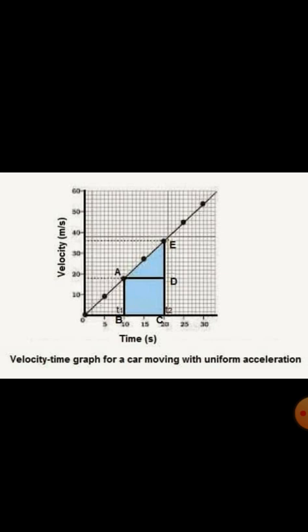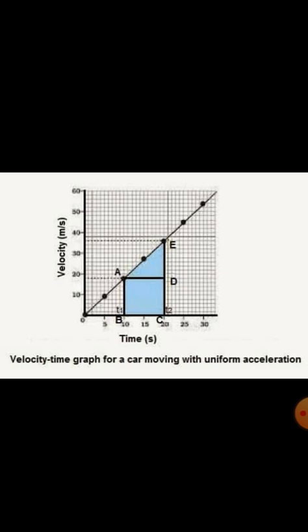So, we can substitute the values in the formulas and calculate the areas of both the figures and add them. So, we will get the total area of the figure ABCDE. What does it give us? It gives the distance covered by the object between the 2 points A and E.